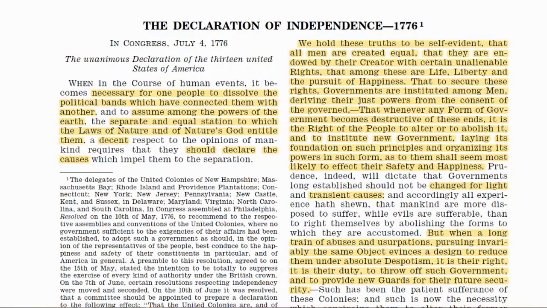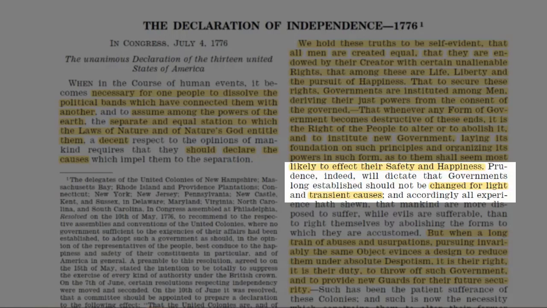What happens when the Navy SEAL turns out to be a bad guy and turns on the ones he is supposed to protect? Whenever any form of government becomes destructive of these ends, what happens? Well, then it's the right of the people to change it, to alter the form of government, or in some cases to abolish it, and then in its place to institute a new government. Why? Well, because that's the purpose of government, to secure these rights.